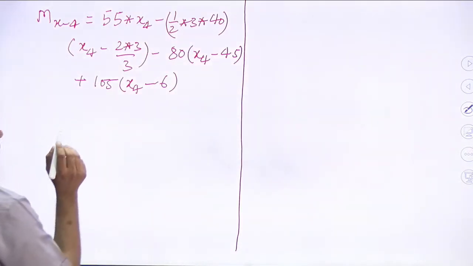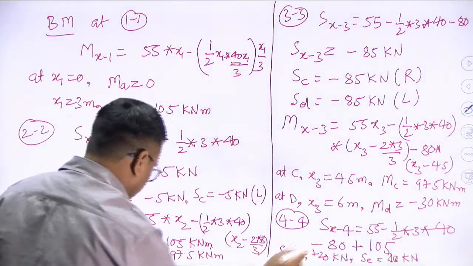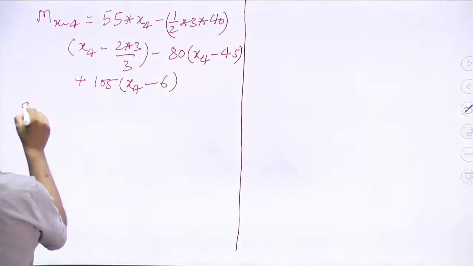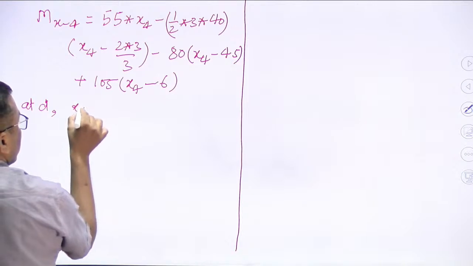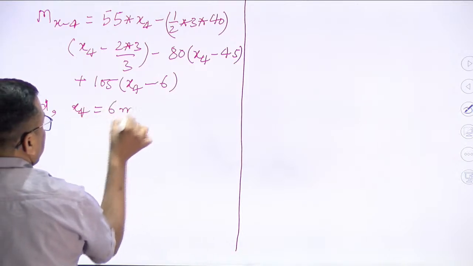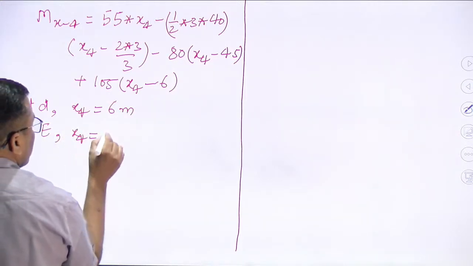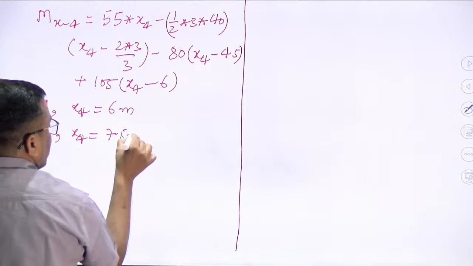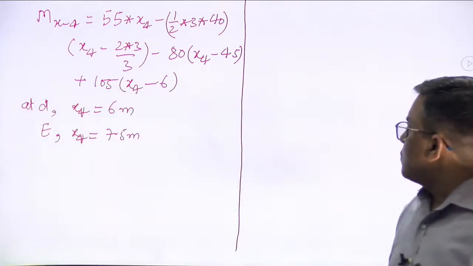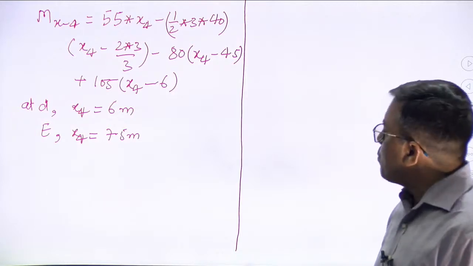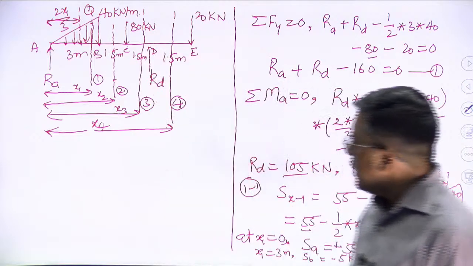And where to where is it valid? It is valid from D to E. Here also we found it from D to E, right? From D to E. So at point D, what is x4? For point D, it is 6 meters. And for point E, x4 equals 7.5 meters. So please put these two values. Put x4 equals 6 meters and x4 equals 7.5 meters, that is right? 6 for D, for E it is 7.5.